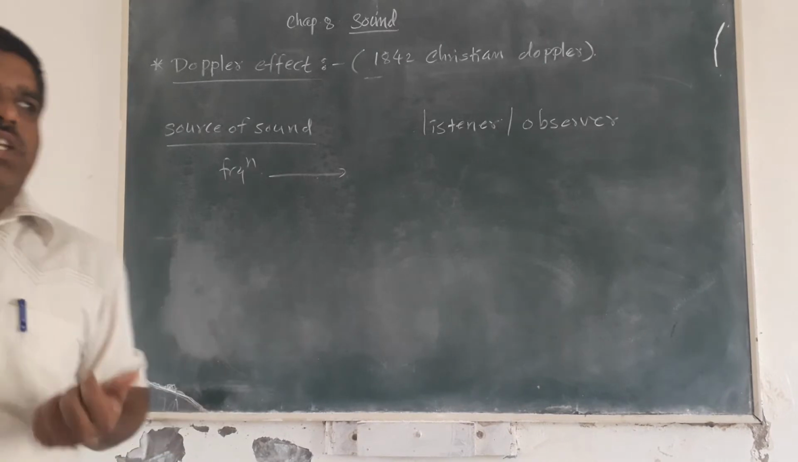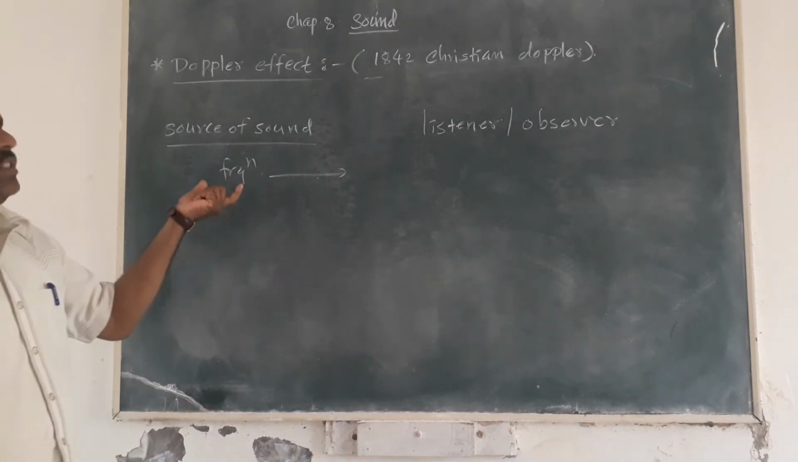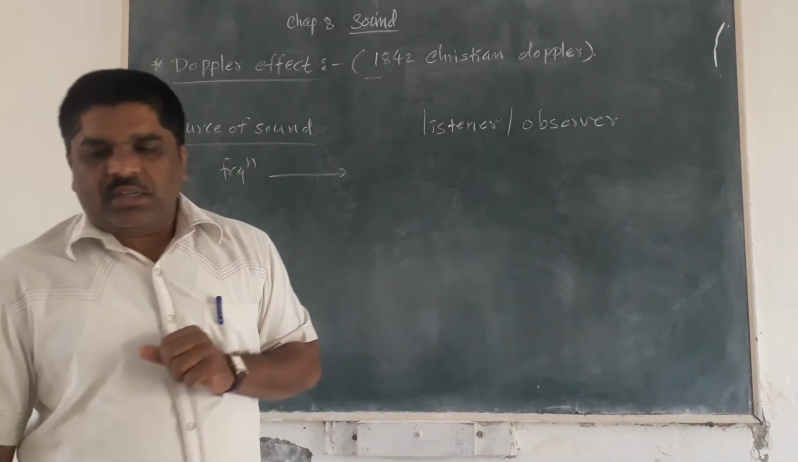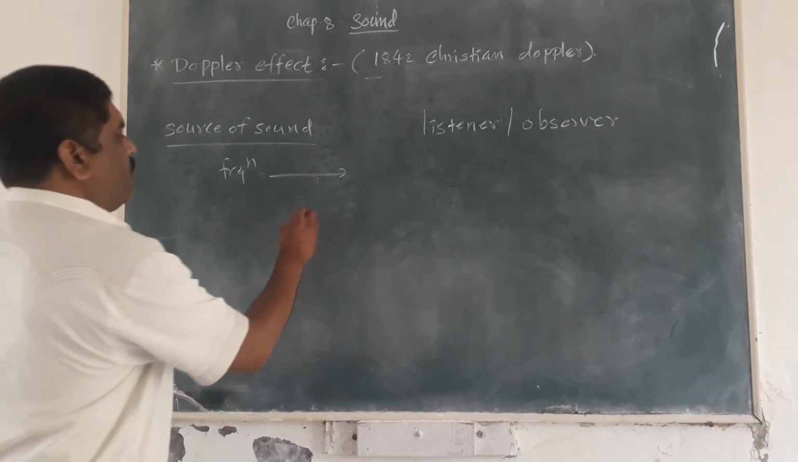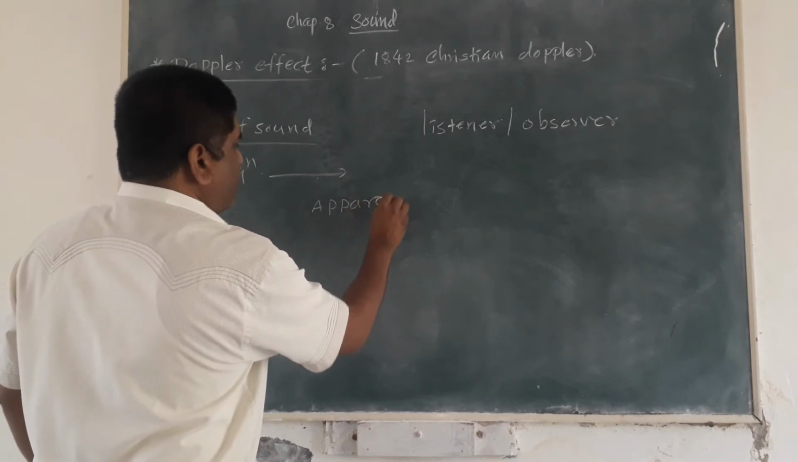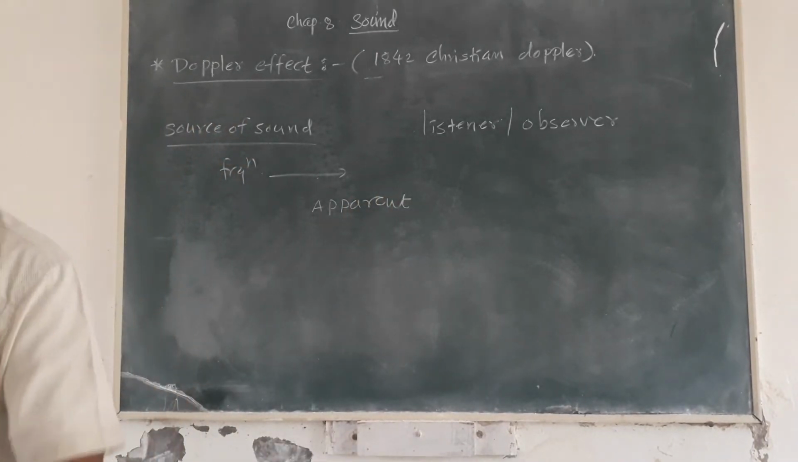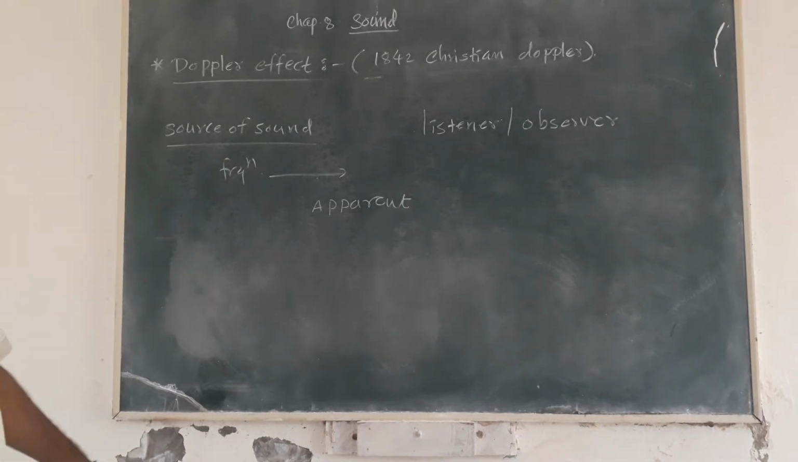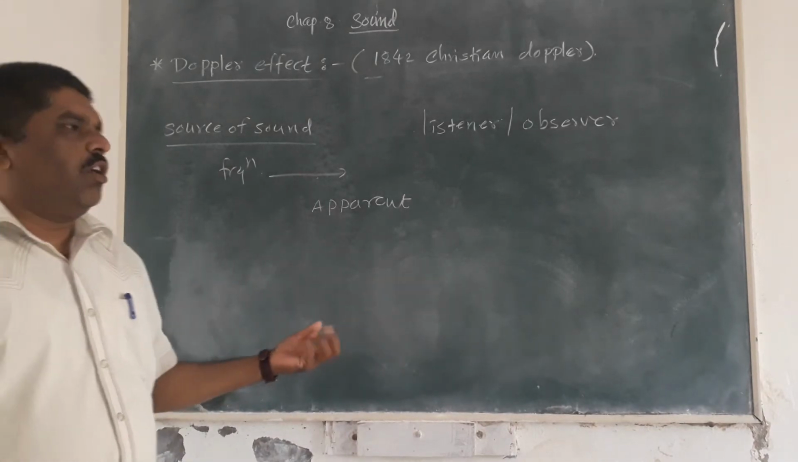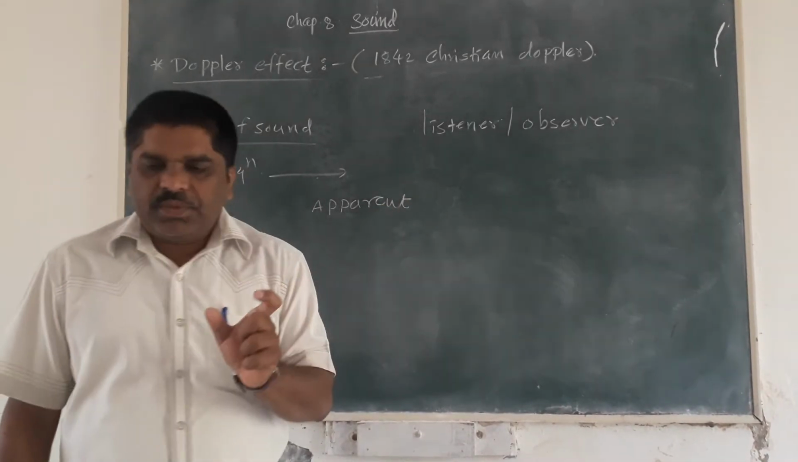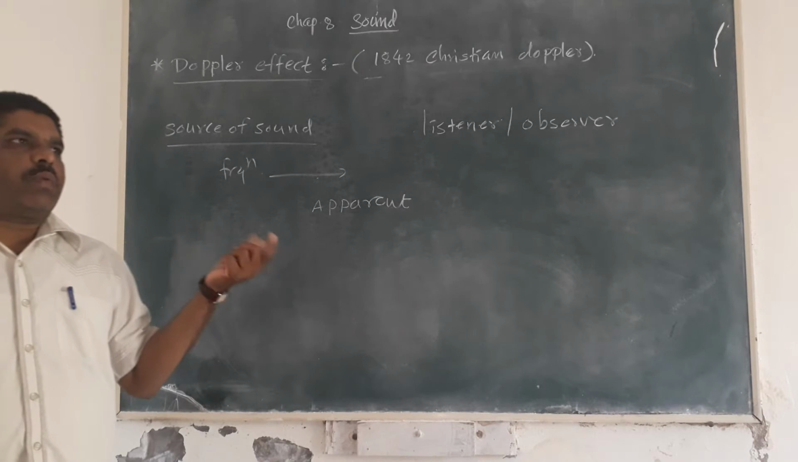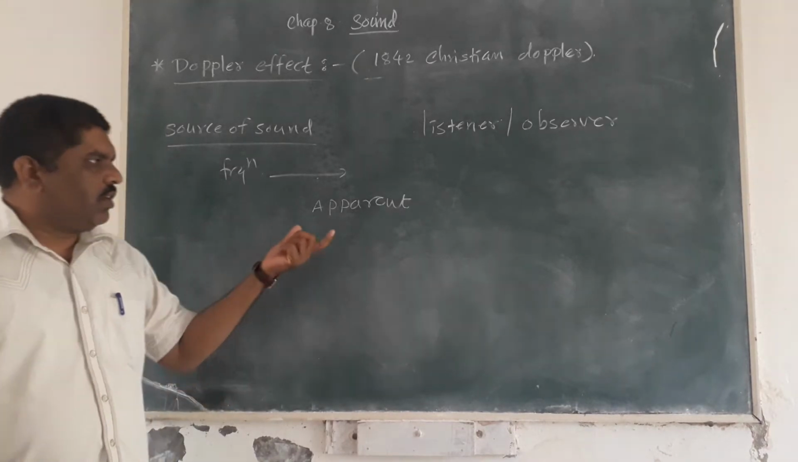Hence, there is a frequency difference: this is the actual frequency, this is the observed frequency, and there is some change. That frequency is called the apparent frequency. There is some slight difference between the frequency of the source and the frequency observed or heard by the listener, and that difference is called the apparent frequency.